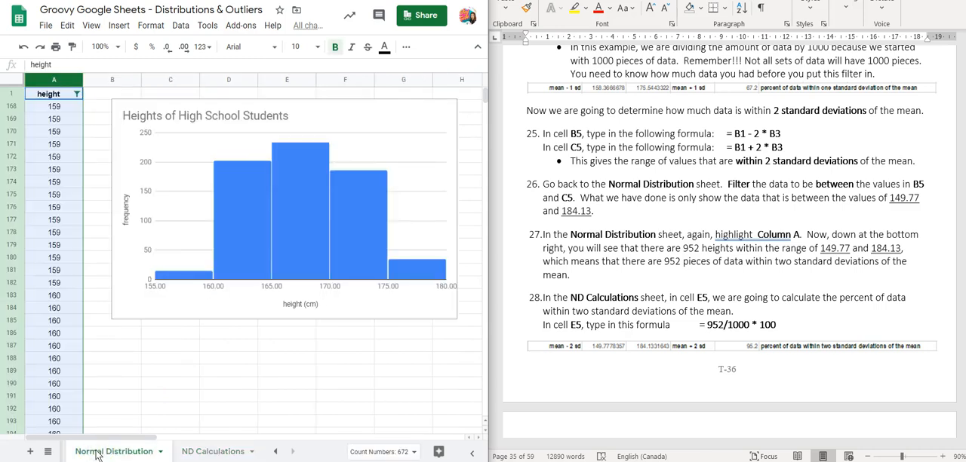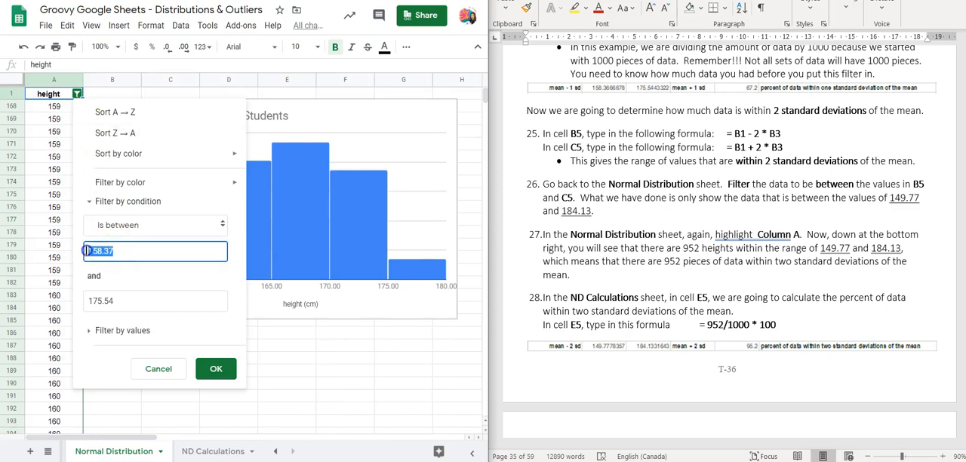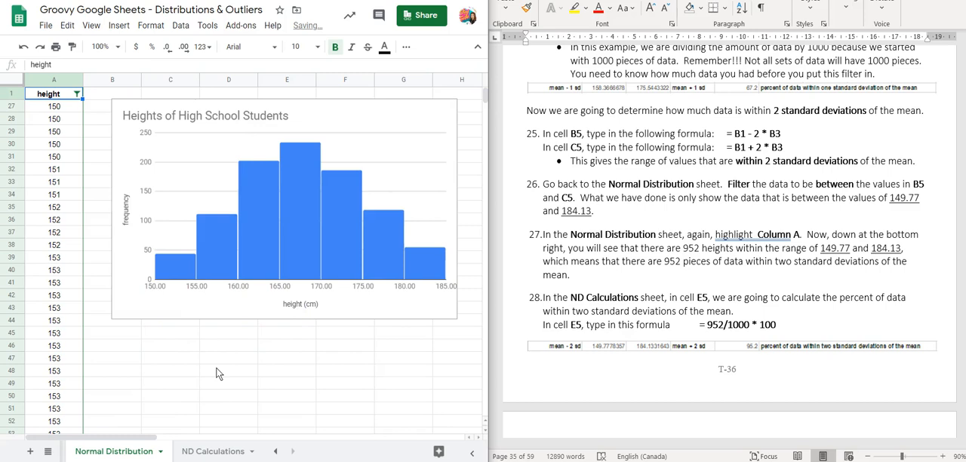So back to the normal distribution. We're going to change our filter, and now we want to know what percent is between 149.77 and 184.13. And again, if you highlight A, there are 952 numbers. So 952 students had a height between 149.77 and 184.13.